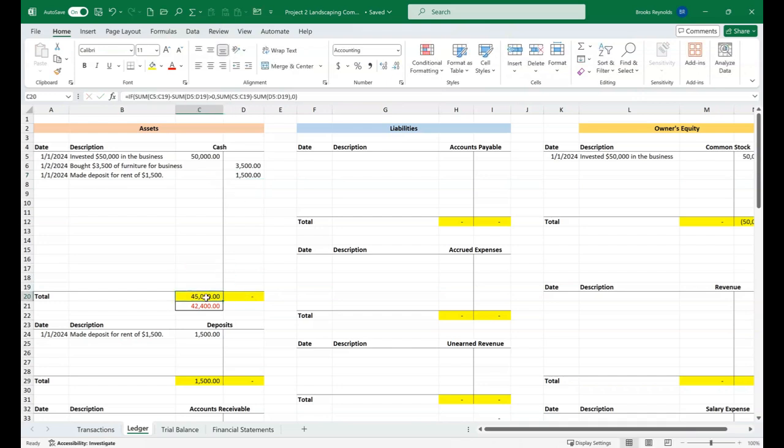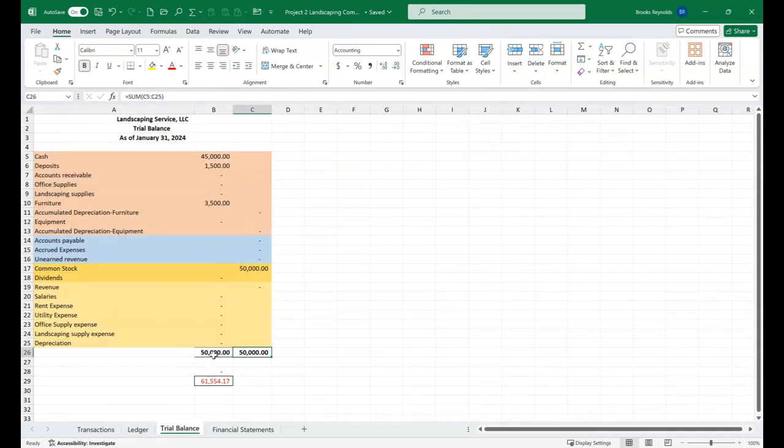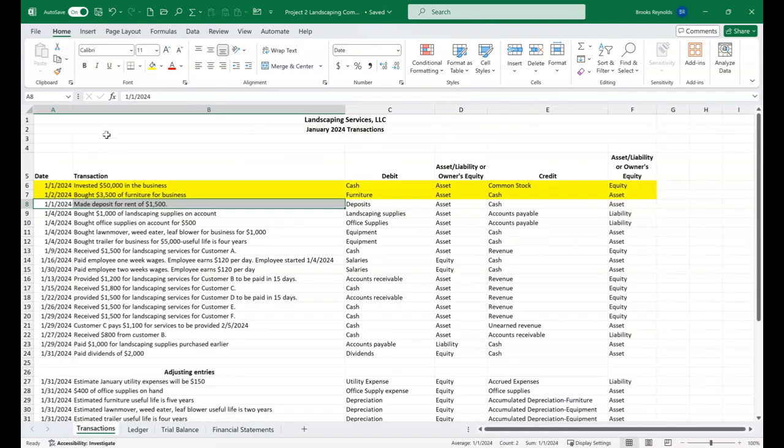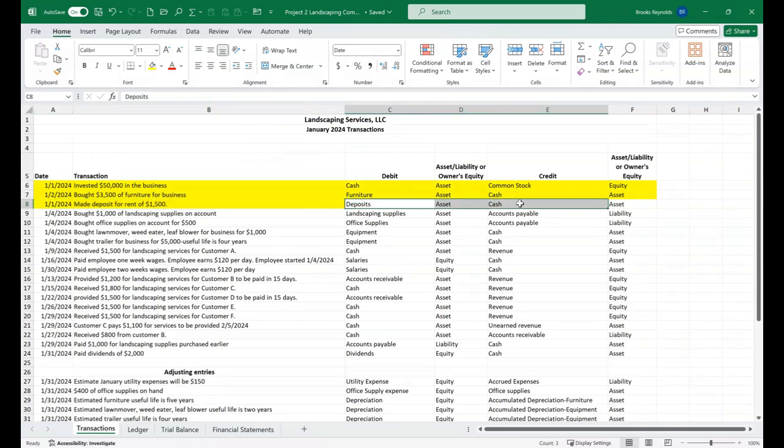Okay, so now my cash balance is 45,000, which you would expect. You have 50,000, you basically pulled 5,000. Check your trial balance, 50 and 50. Now, as you saw last time when I missed something, this will show up if these don't match. So that's another indication. And so now we've got cash of 45,000, deposits of 1,500, furniture net of 3,500. So now I'm going to highlight those because I'm done.